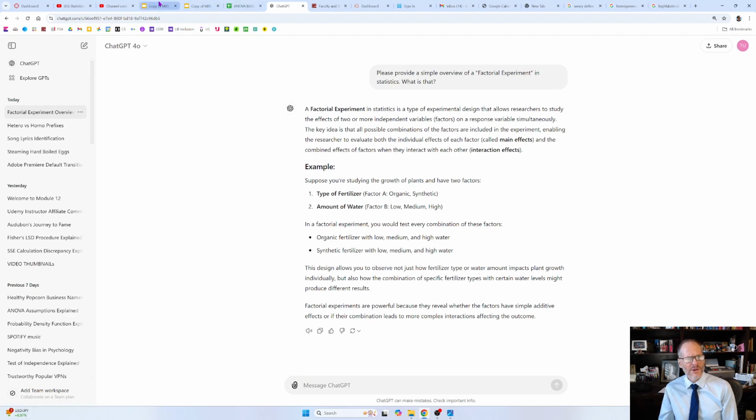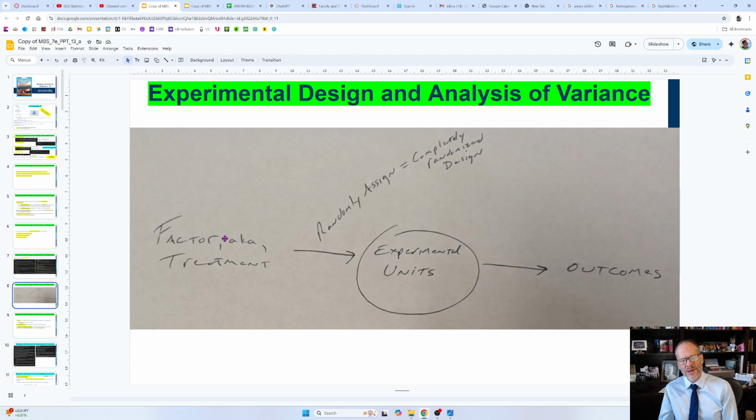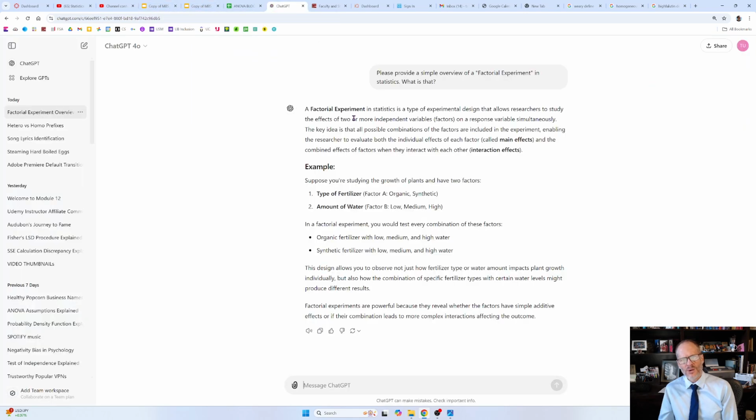And so again, if we go back and look at this, we have our factors or treatments, and we apply those to experimental units. We've been looking at which diet applied to which person produces which outcome. But what if we're applying diet and exercise? Now we're looking at two factors, and if we're looking at two factors, we're looking at a factorial experiment.